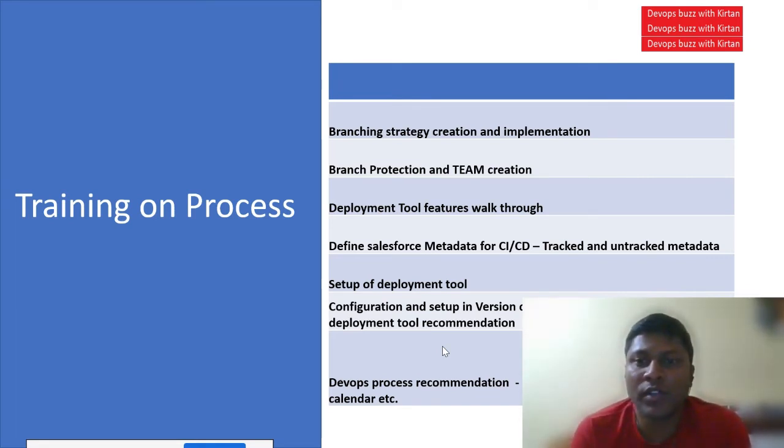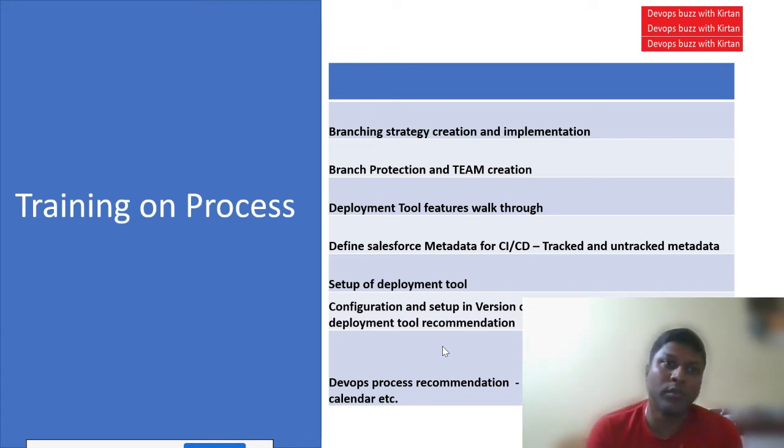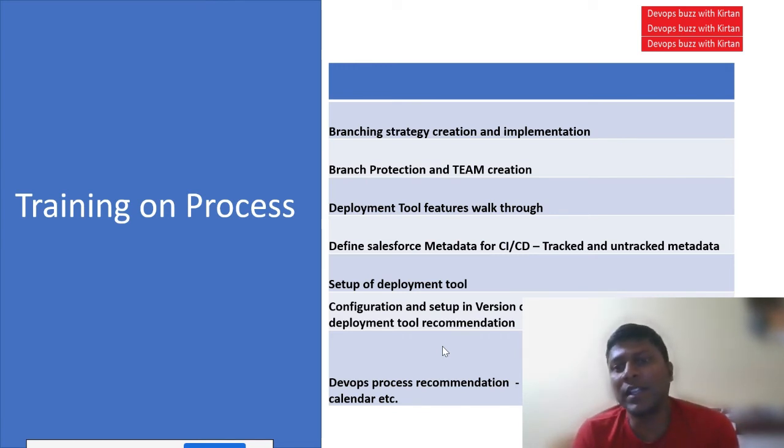Configuration and setup in version control, as per the strategy and deployment tool recommendation, we need to do. Then the DevOps process recommendation, we need to follow. The training should be on the recommendation, like what the commit message should be. Those commit messages will help at a later stage when we implement metrics. We can go for DORA metrics or other metrics. In that case, the commit message will help a lot. Define the sprint calendar and all those things.